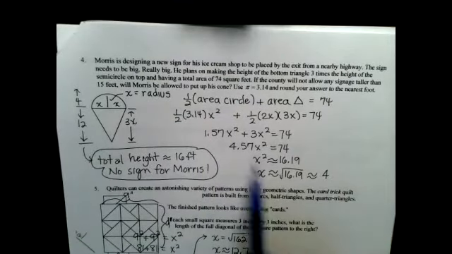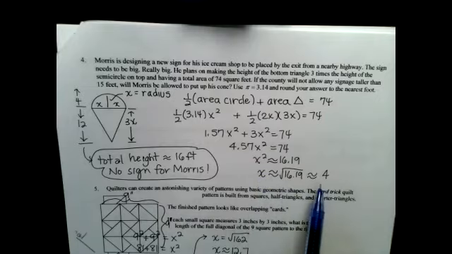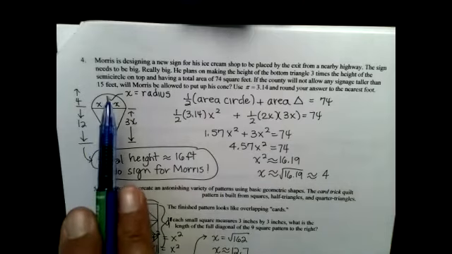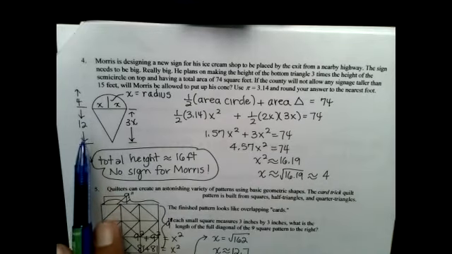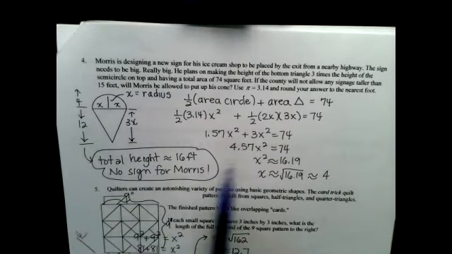I did the work, and I end up with square root of 16, which is 4. If I plug 4 in, I have a height of 4 for that semicircle, a height of 12 for the bottom part of the ice cream cone, which is 16, and it's no, the sign's going to be too big. Anybody else get something similar to that? I'm just going to start calling random people. Yeah, I got 16.19. Good. Questions?